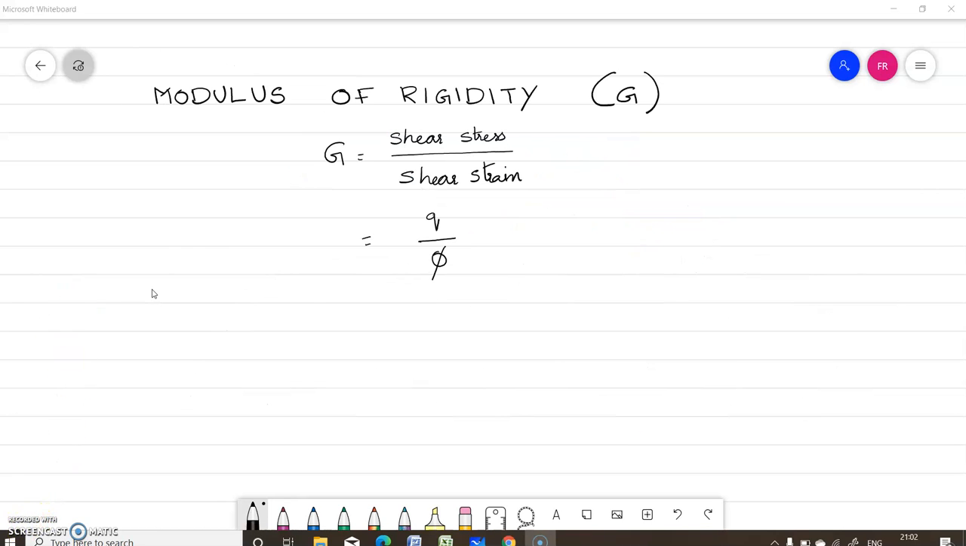Now we'll see what is modulus of rigidity. Modulus of rigidity is shear stress divided by shear strain. So we are expressing shear stress by the letter small q and shear strain by the letter phi. Let us express the modulus of rigidity as G. So G is equal to q divided by phi. Modulus of rigidity is expressed by the letter capital G, and it is the ratio of shear stress and shear strain. G is equal to small q divided by phi, where small q is the shear stress and phi is the shear strain.